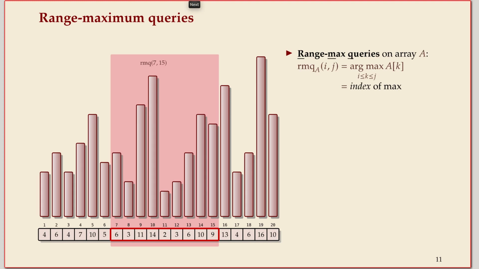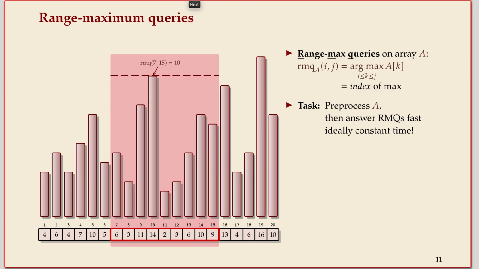The range maximum query in a certain range can then be found graphically by sliding a line across this range down, and then the bar it hits first is the range max. Okay, so our task is to look at the array A and then to find this first bar that's hit, ideally in constant time.